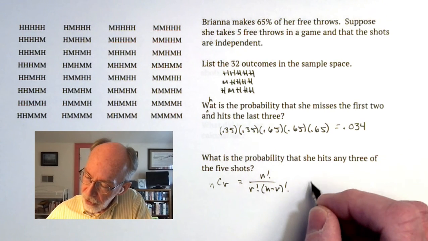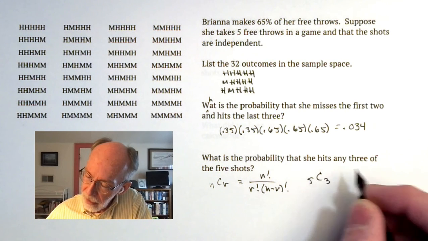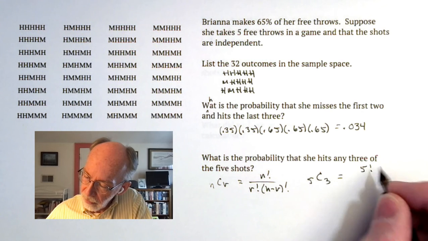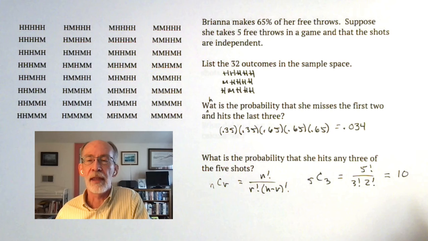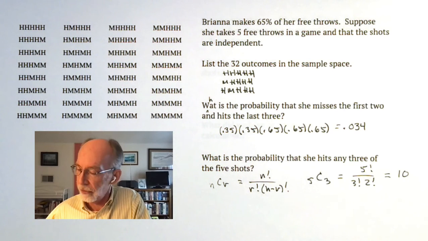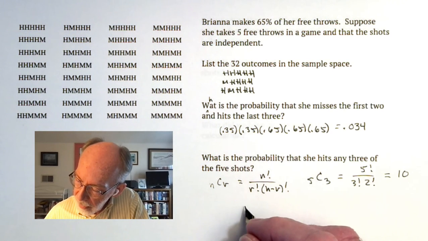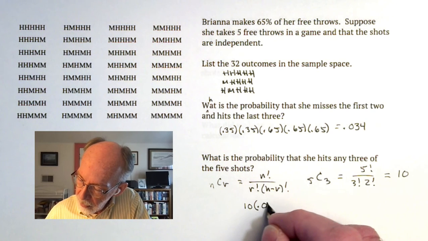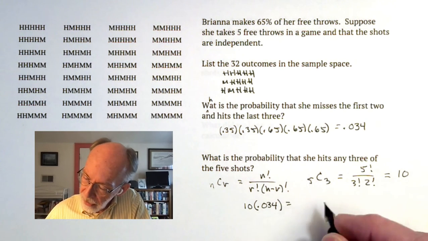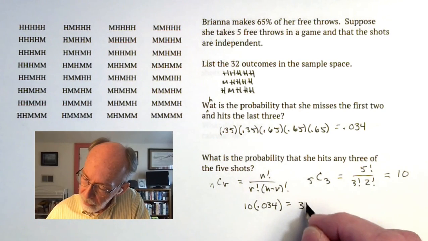So 5 choose 3 is 5 factorial over 3 factorial times 2 factorial, and a little bit of finagling reveals that that's 10. And so if she's to make any 3 of the 5 shots, there are 10 ways that can happen. Each of those outcomes has a probability of 0.034. So the probability that she hits any 3 ought to be 10 times 0.034, which is about 34%, 0.34.